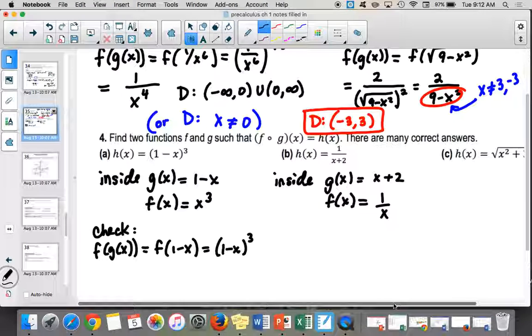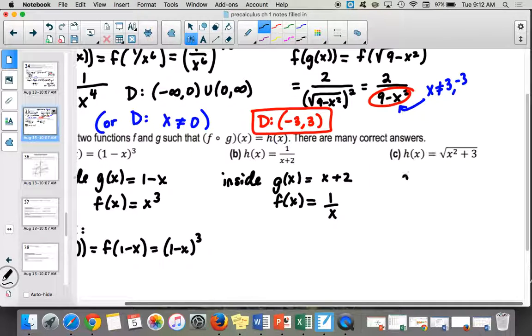So what do we think on the next one? X squared plus 3. Yeah, x squared plus 3. And we're plugging it into the outer function of square root of x. Make sense? Easy. All right, so let's stop there and then we'll do our inverse.